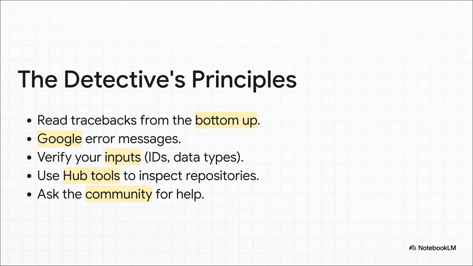Second, just Google the error message. I promise you are almost never the first person to see a particular bug. Third, always verify your inputs. Check for typos in your model IDs, check your data types, all that good stuff. Fourth, use the tools the hub gives you to inspect the repository files directly, so you're not just guessing. And finally, when you're really stuck, don't be a hero. Ask the community for help.